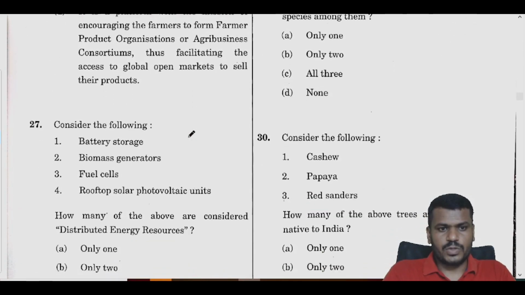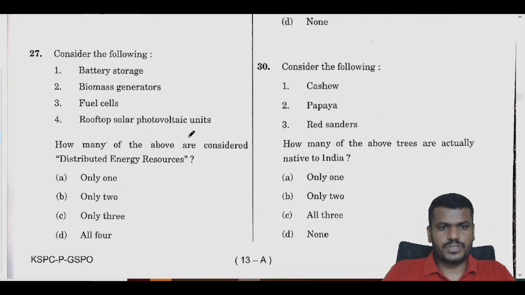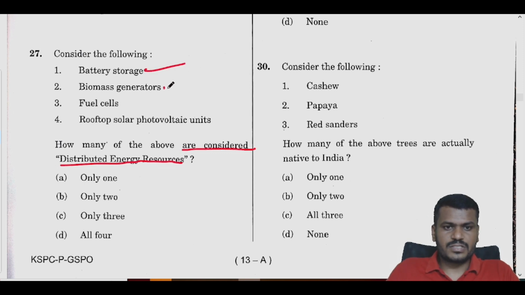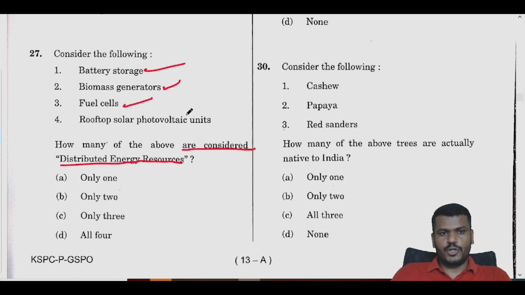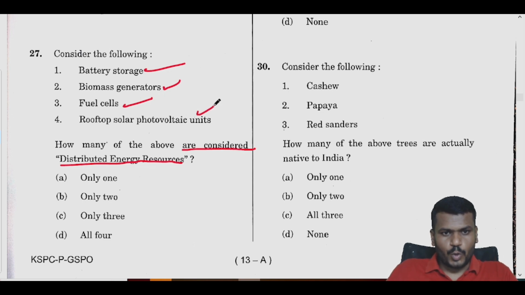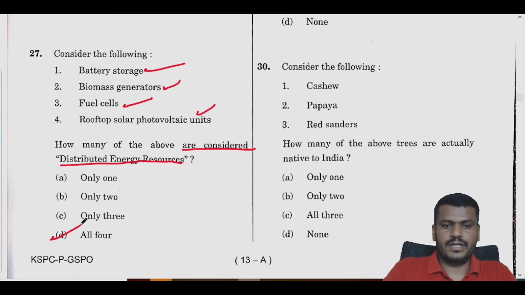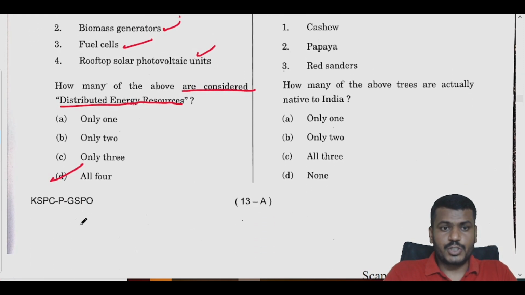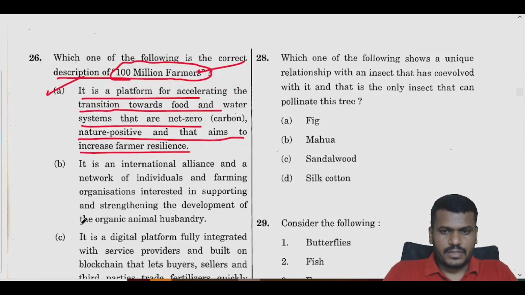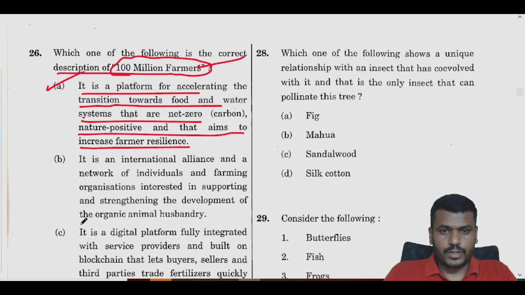Okay, next, 27th question. Consider the following statements. How many of the above are considered distributed energy resources? Definitely battery storage, biomass generators, fuel cells, rooftop solar photovoltaic units. All of the above are true, guys. They are definitely helping our energy distribution. Remember, that is not such a big, tough question.